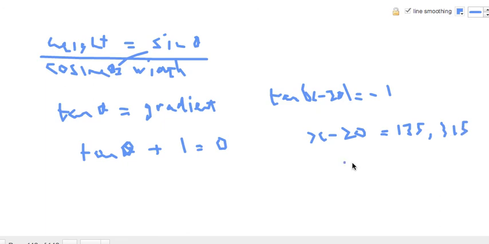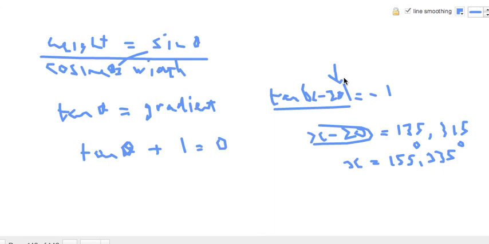So x will just be those 20s added on. So they're both degrees. But why is that? What effect does this have? Or rather, what effect does this -20 have on the tan x graph? Well, as you can see in the answers, it's going to move it 20 to the right. It just translates it 20 to the right. That's all it does. And that's why the two solutions are 20 more than you would expect, because the whole thing just moved 20 to the right.